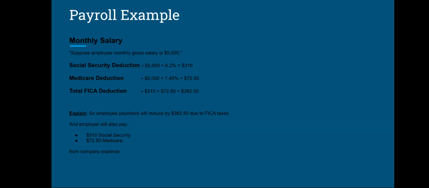So we will discuss an example as well. Suppose the employee's monthly gross salary is 5,000. So Social Security will be deducted 5,000 into 6.2%, that is 310. 310 will be deducted on a 5,000 salary. If your salary is 10,000, then 6.2% will be deducted on 10,000.